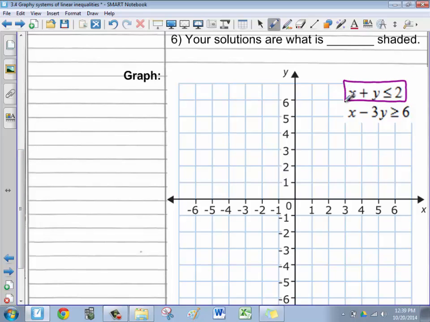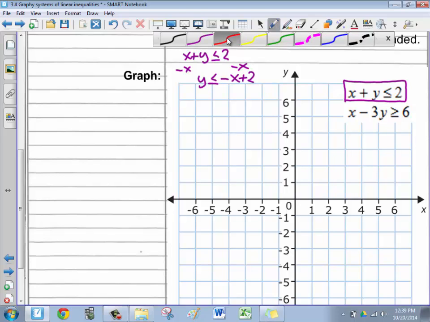I got x plus y is less than or equal to 2. I'm going to subtract x from both sides, and so I have y is less than or equal to negative x plus 2. I didn't have to swap this around because I never divided by a negative number.